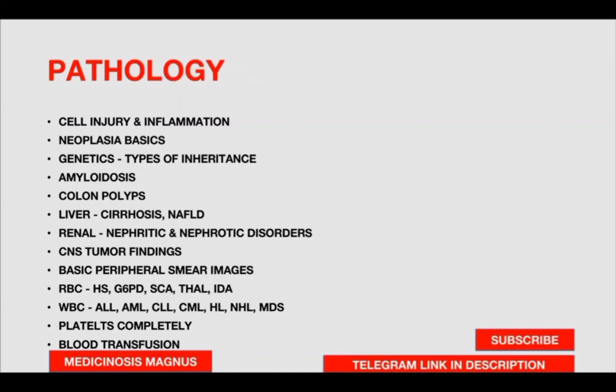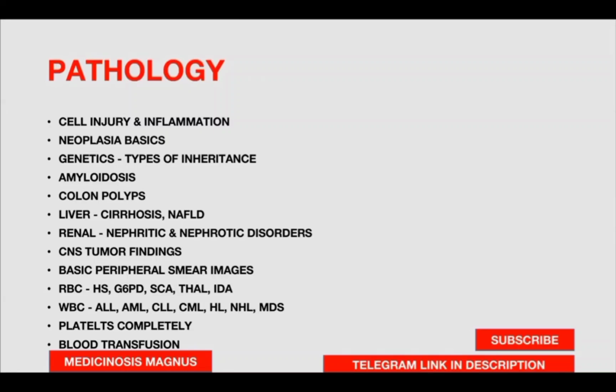Amyloidosis and the type of amyloid seen in each disorder. Colon polyps is very, very important. Liver cirrhosis and non-alcoholic fatty liver disease. In renal, nephritic and nephrotic disorders. CNS tumor, mostly they ask about the most common tumor in children and adults and the important findings seen in each type of tumor.